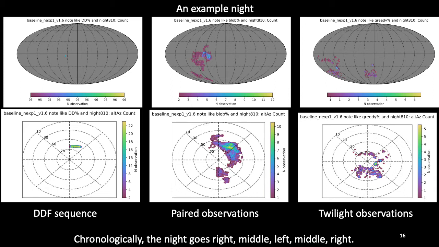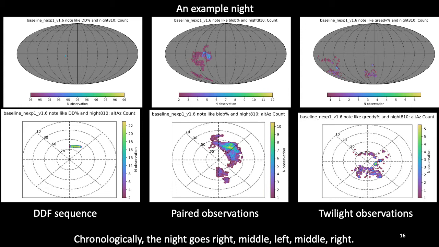The middle column is our paired observations. And there you can see there were several contiguous blobs that were selected and then taken in pairs. That upper middle color bar, you can see it has a minimum of 2. So every spot there was observed at least twice to get those moving solar system objects. And then finally on the right is what executed during twilight time, just spotty observations that stay fairly close together but move around the sky, filling in parts of the footprint that had maybe fallen behind a little bit.